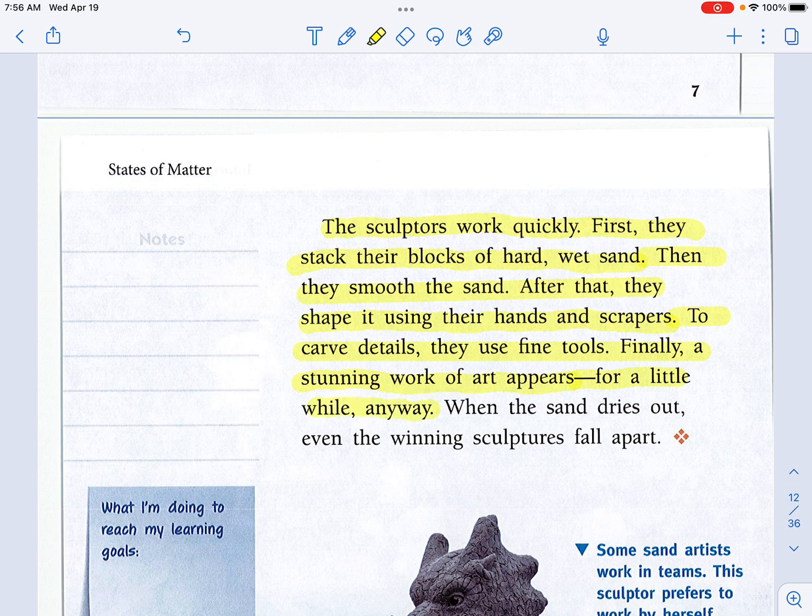Why do you think the author said that? For a little while, anyway. Let's read the last sentence. It says, when the sand dries out, even the winning sculptors fall apart. Okay, I'm going to have you annotate the last part. What was it mostly talking about?